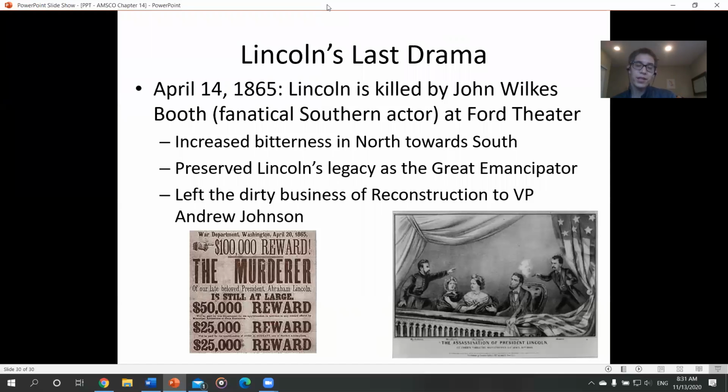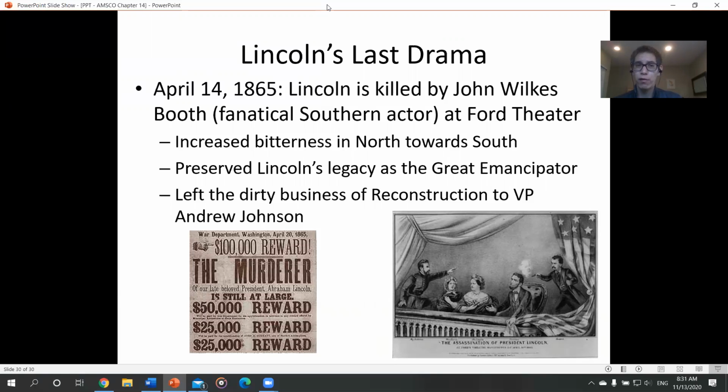The last moment to end with, Lincoln's last drama, is Lincoln's assassination before the war could finally end. Lincoln was attending a play at the Ford Theater in DC, and he was killed by John Wilkes Booth, who was a Southern actor, just kind of an obsessed Southerner. John Wilkes Booth snuck into the spot where Lincoln and his family were watching the play, shot him from behind, and then jumped onto the stage, broke his leg, and was eventually captured soon after.